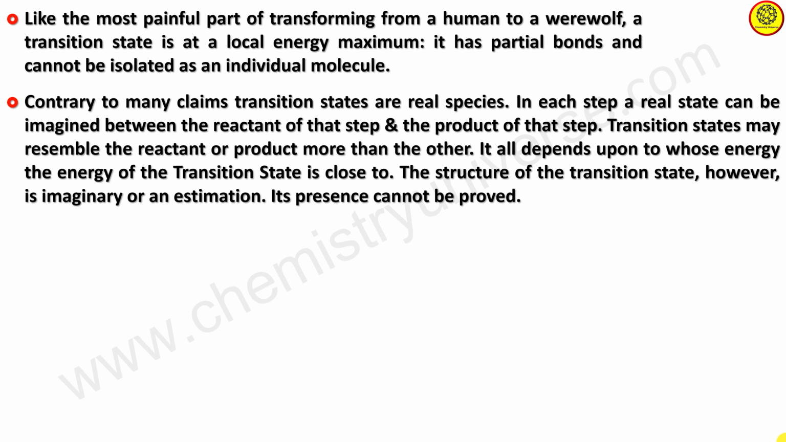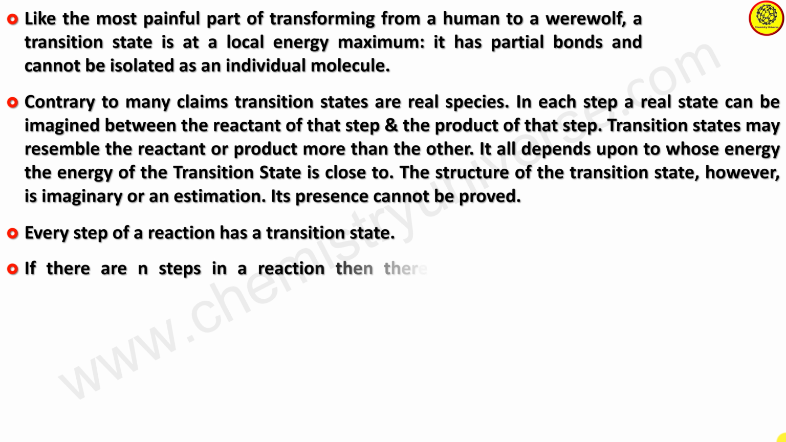And there must be some kind of an orientation between the two reactants. We can never see it. So we can never say transition states are imaginary. They're not. They must be real. But the fact of the matter is, it is so difficult to study transition states. We can never prove its existence. We can never study its hybridization, shape, structure, nothing. Every step of a reaction has a transition state. If there are n steps in a reaction, then there would be n transition states and n-1 intermediates.